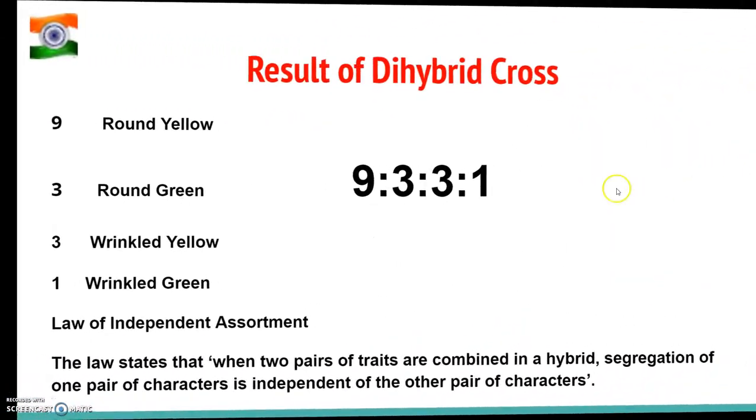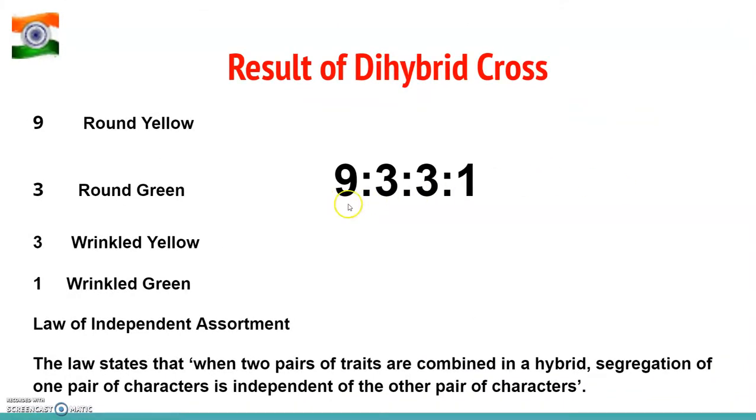Now this was the result of the dihybrid cross, that 9 were round yellow, 3 were round green, 3 wrinkled yellow, and 1 wrinkled green was produced. Based on this generalization, Mendel proposed the law of independent assortment, and this law states that when two pairs of traits are combined in a hybrid, segregation of one pair of characters is independent of the other pair of characters. Now the Punnett square which we have studied can be used to understand the independent segregation of the two pairs of genes during meiosis.